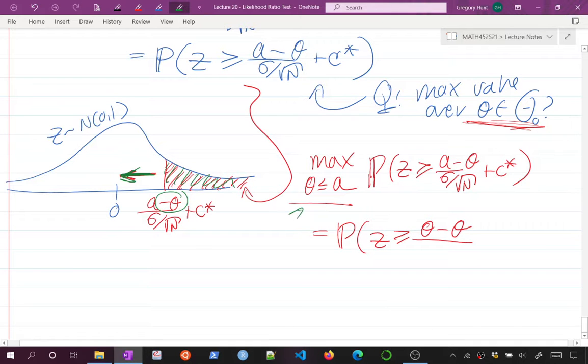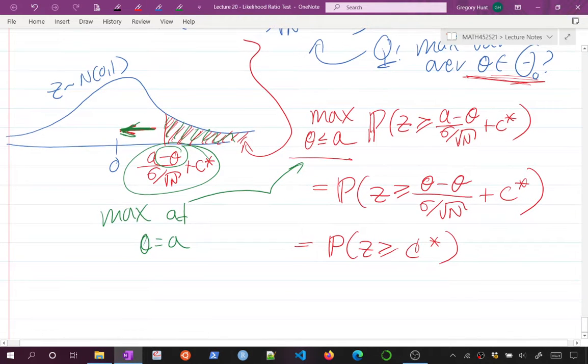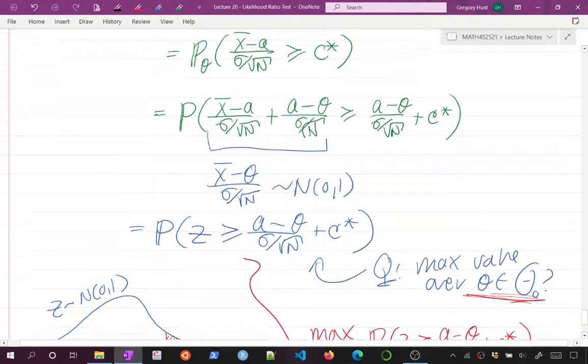So let me just write that. Max at theta equals a, because that pushes this whole value as far left as possible, increasing my shaded region as much as possible. So I'm going to push theta to be a, that's allowable. And so at theta equals a, this is what I would get. And of course we have a minus a, which is 0. So the maximum value this can take on is the probability Z is bigger than c star.